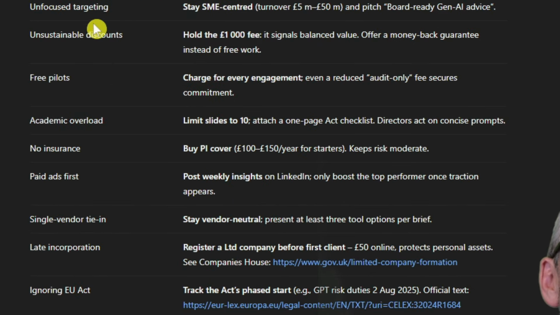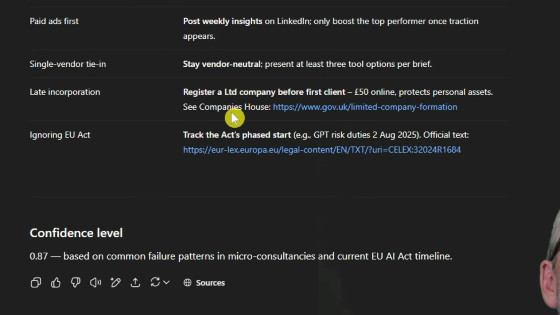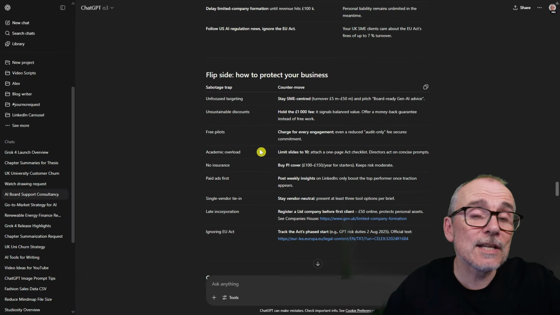So, the flip side: stay SME-centered, hold the £1,000 fee, charge for every engagement, limit slides to 10, so don't overcook it. Buy professional indemnity cover, post weekly insights, stay vendor neutral, register with Companies House (it even gives me a link to do that), and track the EU AI Act, making sure that you keep in touch with it. Really interesting way of doing it.